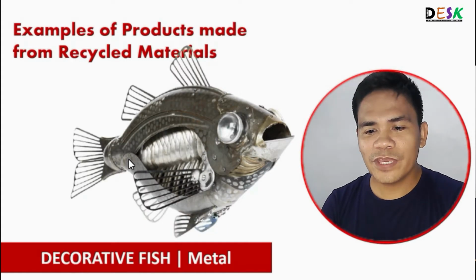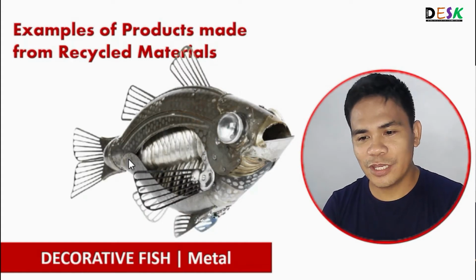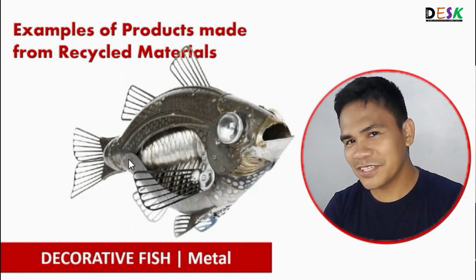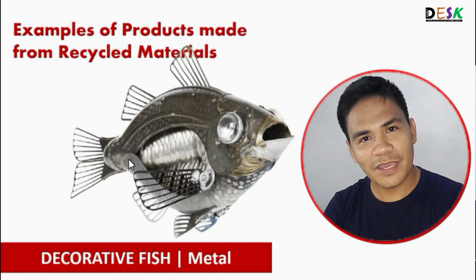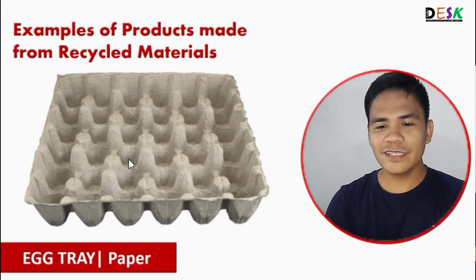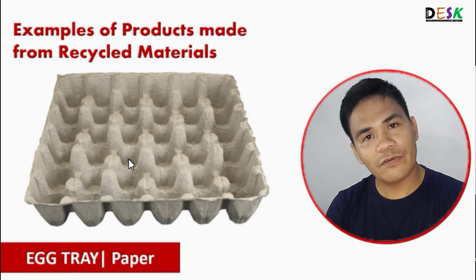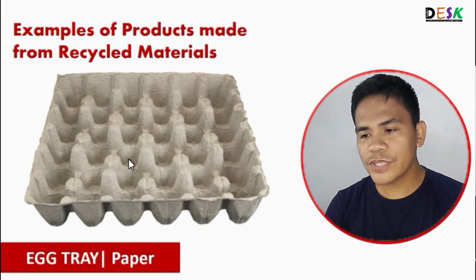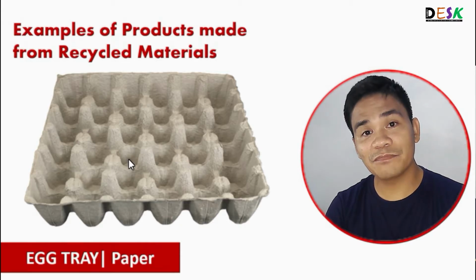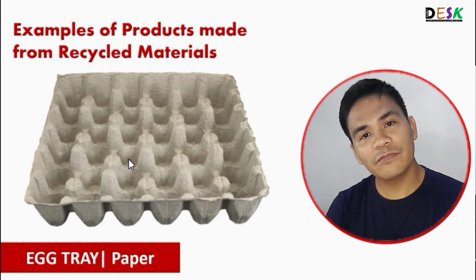Another example, we have the decorative fish. If you think that it's a real fish, it's not. It's made from scrap metal. Alright, egg trays. I think you're familiar with this. The paper trays where eggs are arranged for sale were also made from recycled paper. Sometimes they are made of recycled plastic too.